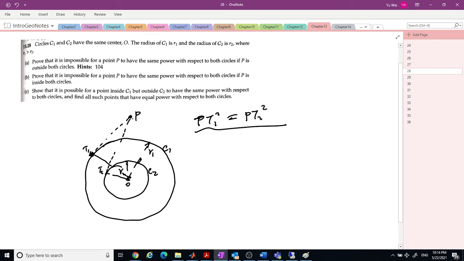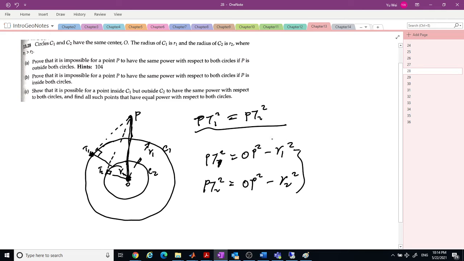Okay, so we need to use the property that from the center to the touch point is 90 degrees. So by the Pythagorean theorem, we know PT1 squared is equal to OP squared minus R1 squared, and PT2 squared is equal to OP squared minus R2 squared. In this case, you would need R1 equals R2, but that's a contradiction. Okay, so we proved A.